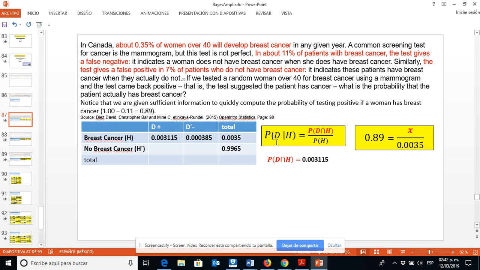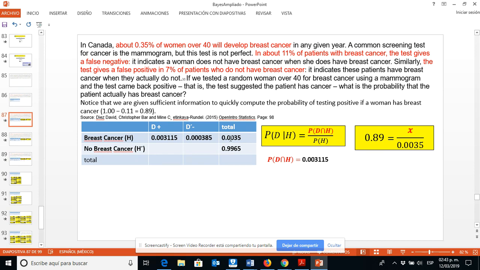Okay, so using the conditional probability, we can fill out the spaces in our matrix. For example, the probability of D given H equals the joint probability of D and H divided by the probability of H. Now, we don't originally have the joint probability of D and H, but we can calculate it by doing some math. The result is the probability of D and H equals 0.003115, which we put in its respective place. That's the coordinate of a mammogram positive and breast cancer.